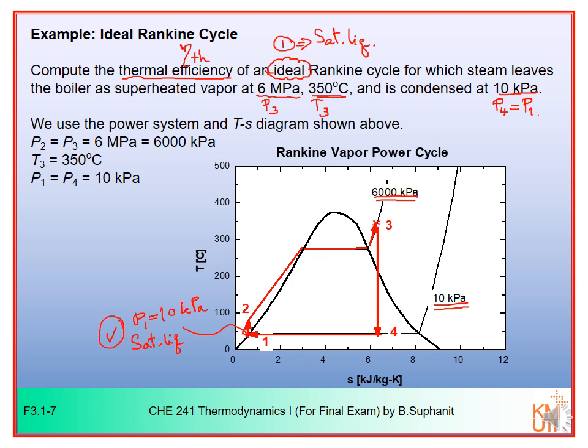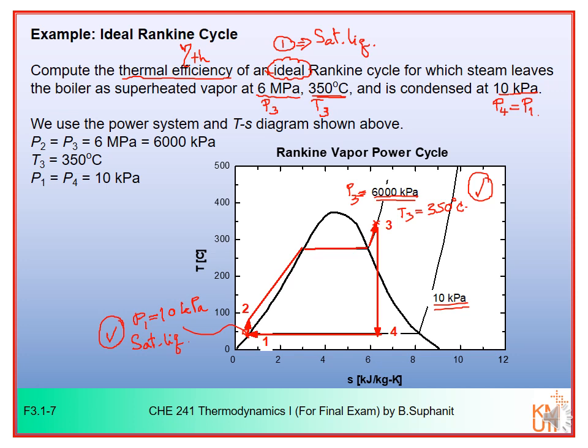Similarly, on point number 3. On point number 3, you know T3 equal to 350 degrees Celsius. And you know that pressure P3 equal to 6,000 kilopascal. You also know two pieces of information as well. You can use the superheated steam table to look for other properties. Number 3 is also fully defined.